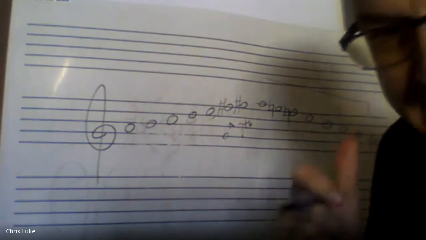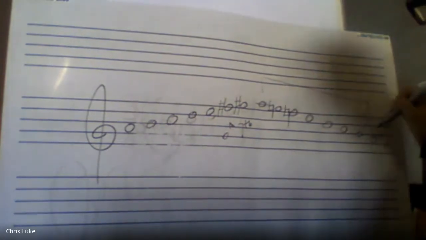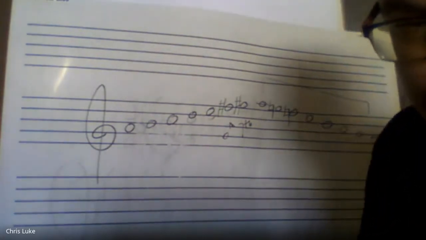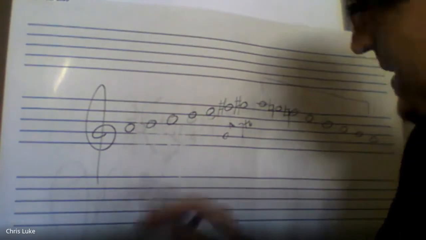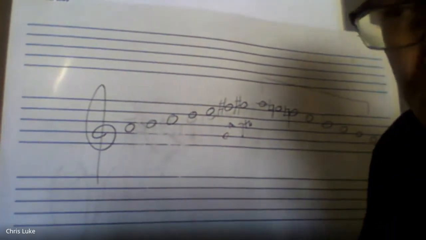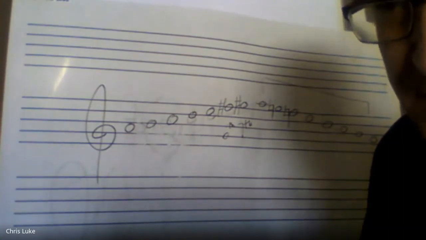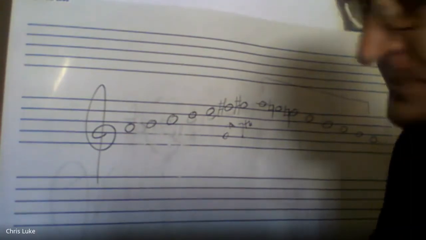You can label it as A to A in C major, which is the relative major, right, of A minor, which is also called the Aeolian mode. You're going to learn about modes at the end of grade 11, right?